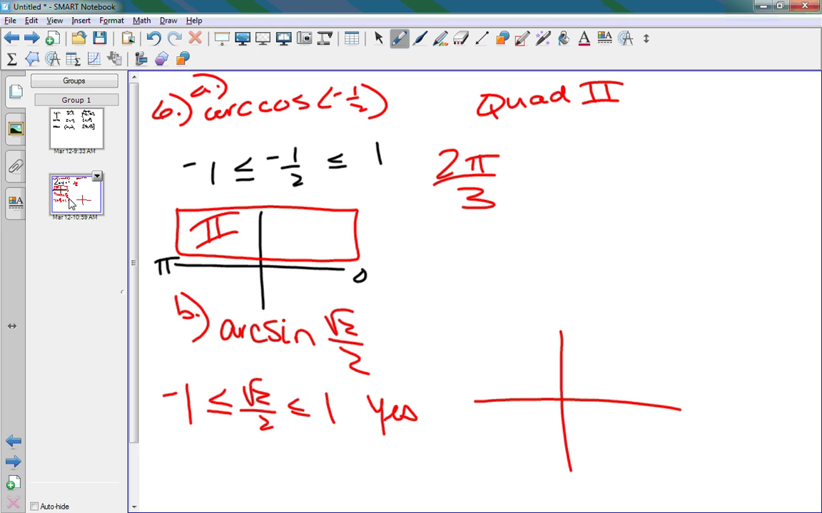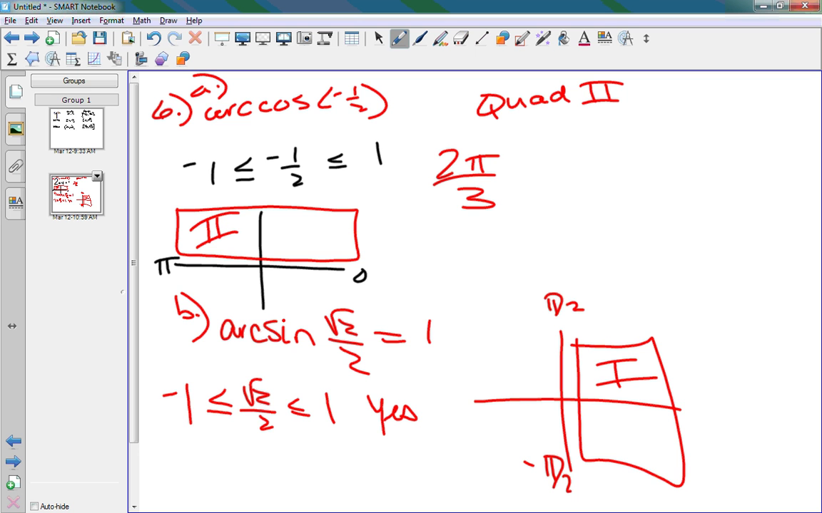-pi/2 to pi/2, that puts me in these two quadrants. Now which quadrant am I actually in? Why am I in quadrant 1? Because it's positive. So now that I know I'm in quadrant 1, I need to find the angle that has the square root of 2 over 2 as its sine value. And that's going to give me pi/4. Does everybody understand how to do that section now? We good?